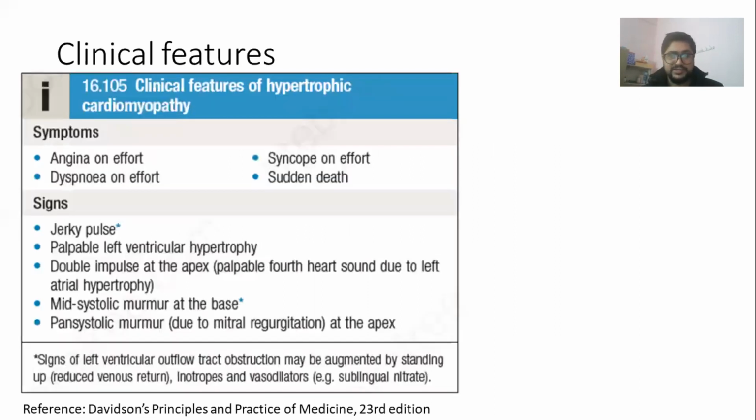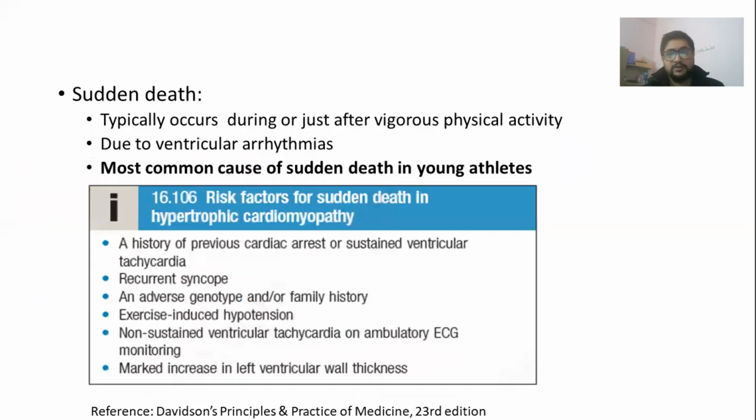This picture again summarizes the clinical features of hypertrophic cardiomyopathy. We should note in this picture that the apex in cases of hypertrophic cardiomyopathy may have a double impulse because of the palpable fourth heart sound due to left atrial hypertrophy. Similarly, the murmur of hypertrophic cardiomyopathy is a systolic murmur heard at the base, and this murmur typically is augmented by standing due to reduced venous return, and by inotropes and vasodilators like sublingual nitrate. So these maneuvers can help us to differentiate the murmur of aortic stenosis and hypertrophic cardiomyopathy.